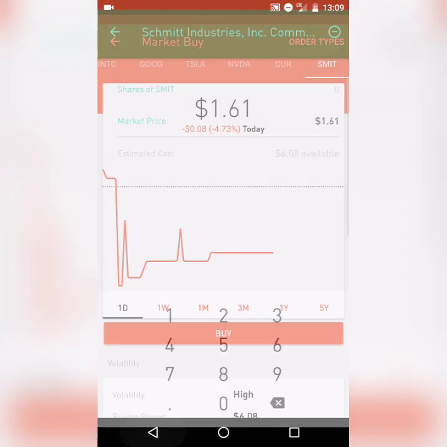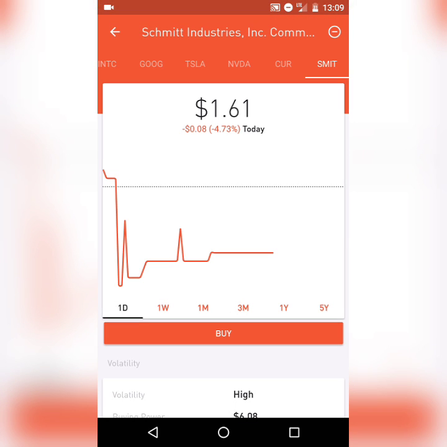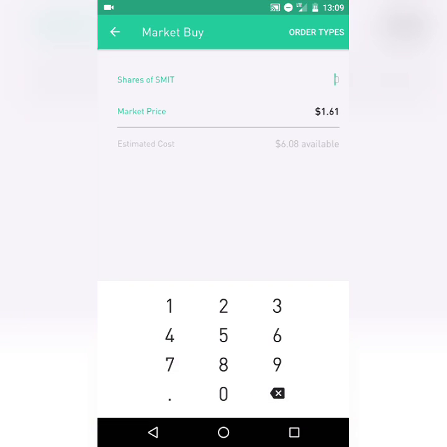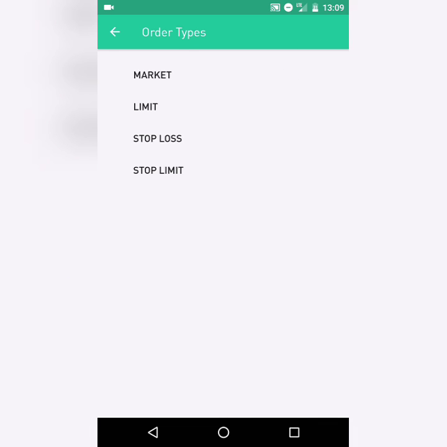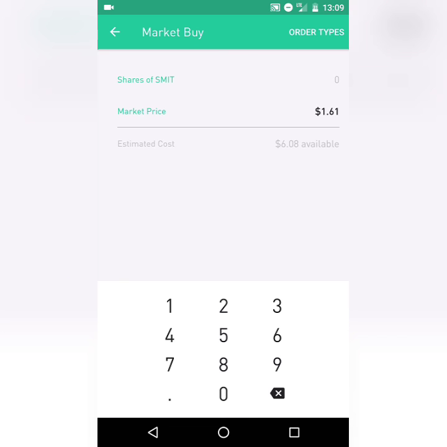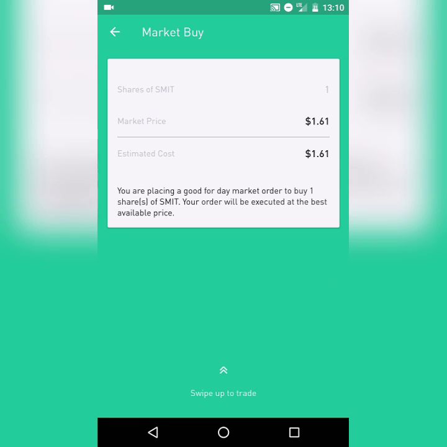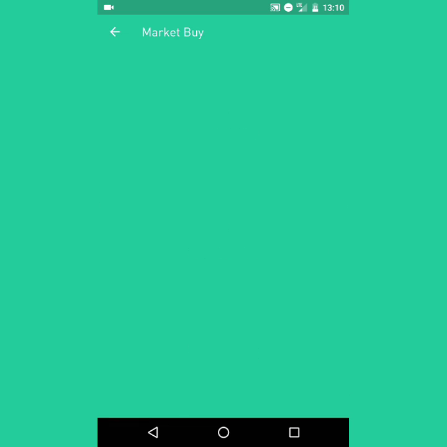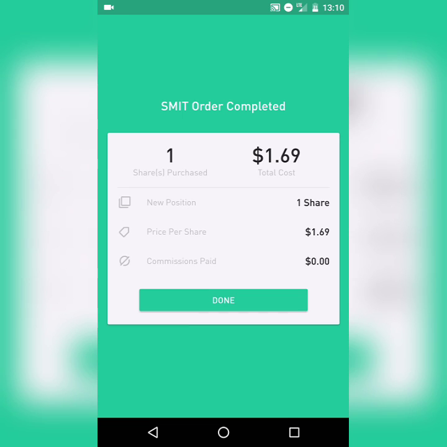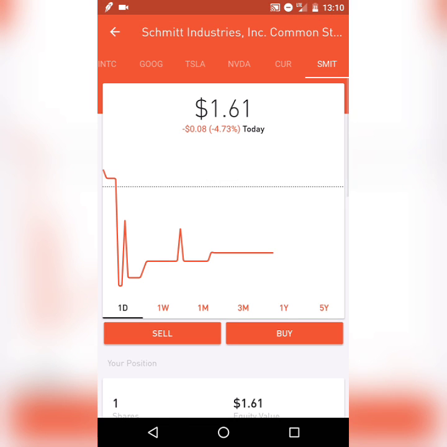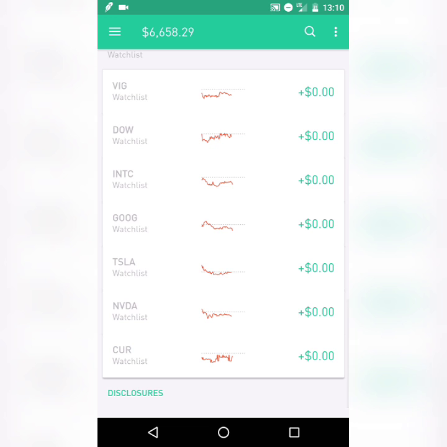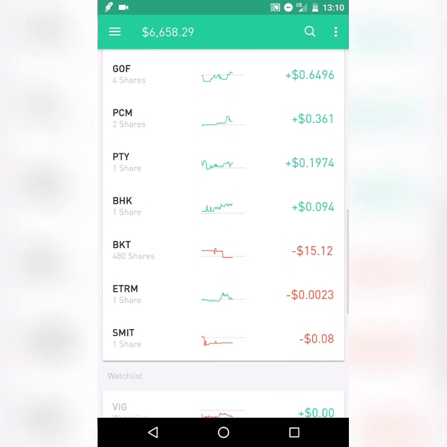So again, that's a very sophisticated and complicated buying order. What I typically do is just buy a market or limit order. So let's just do a market order for this particular stock. It's currently at 1.61. I'll just buy one share of that. Again, you simply swipe up to make that trade. Now that order has been sent. Since it's a market price, that should be bought fairly quickly here. And again, it's been bought.